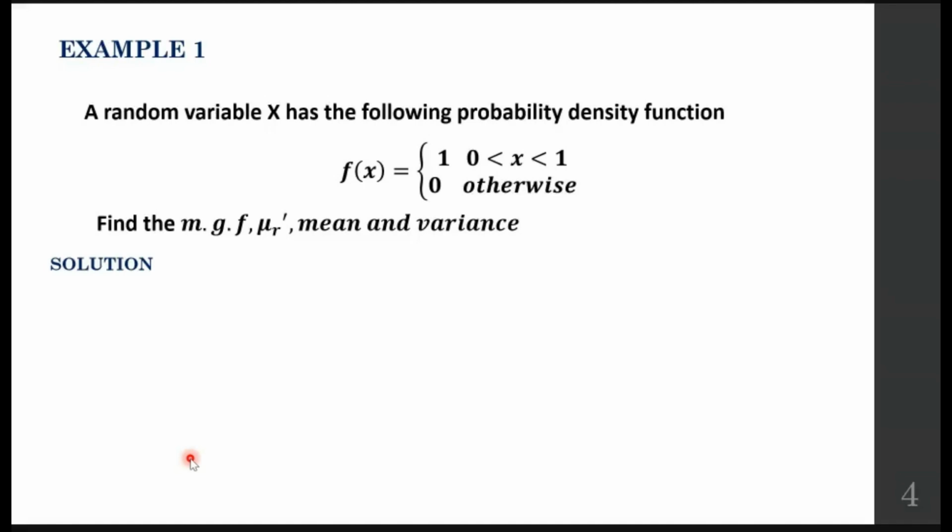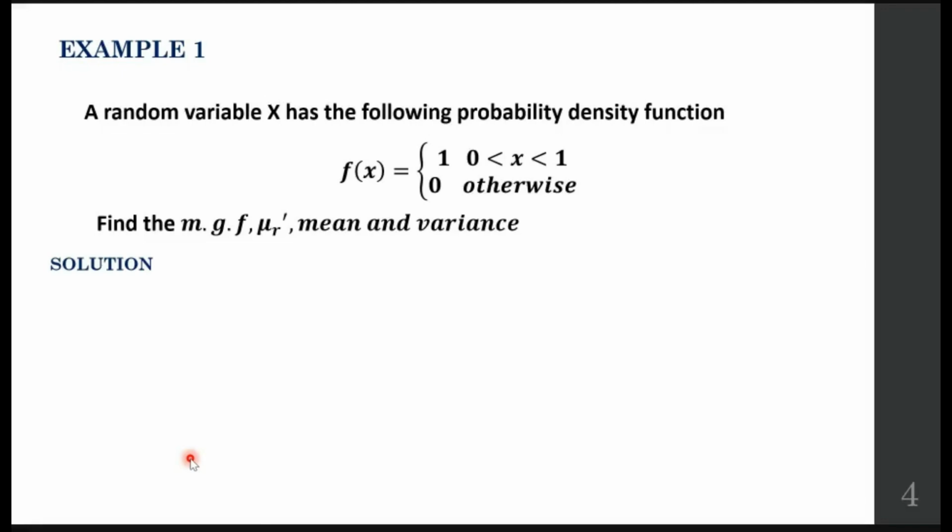A random variable x has the following probability density function: f(x) is equal to 1 for 0 less than x less than 1, and equal to 0 otherwise. Find the MGF, mu r dash, mean and variance. First we have to find the MGF.